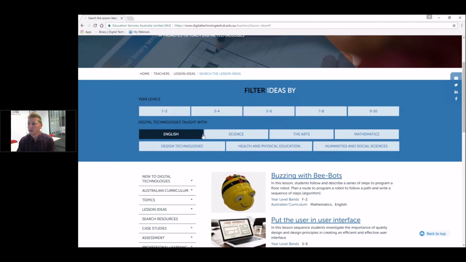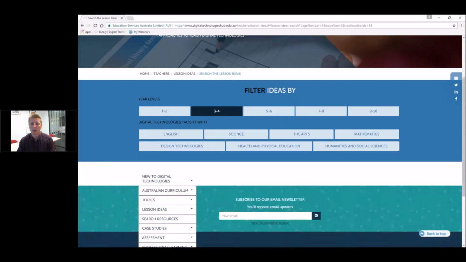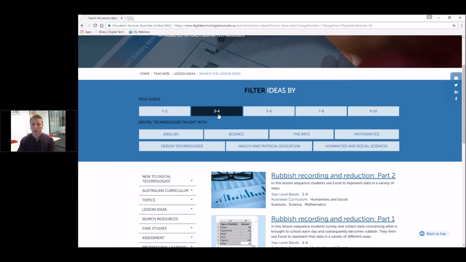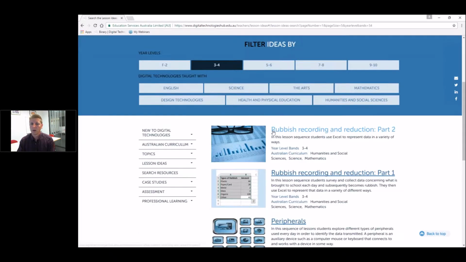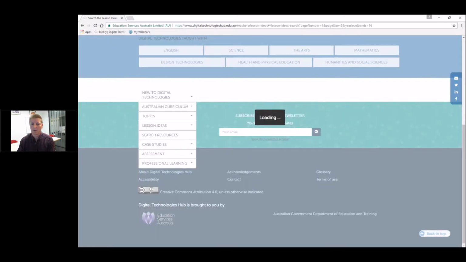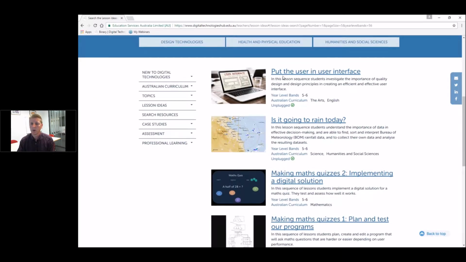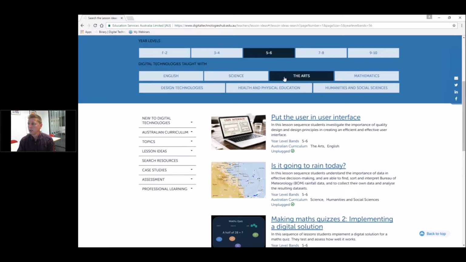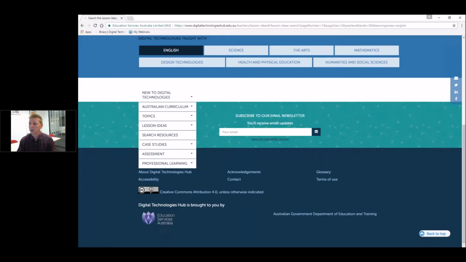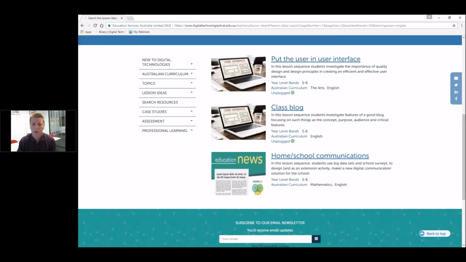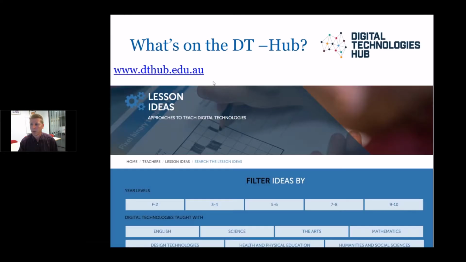If you're teaching a year 3-4 class, you can filter by year 3-4 and look at some of the lesson ideas that we've got, whether they're English or mathematics. For year 5-6, we've got quite a few different resources there that you can use. If you wanted to look at which ones are for year 5-6 and say English, they'll come up there. If Anna's talking about some of these resources, you can have a look at your own leisure at some of those resources that we've got on the Digital Technologies Hub.